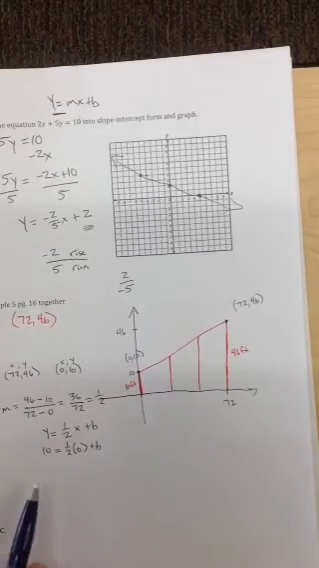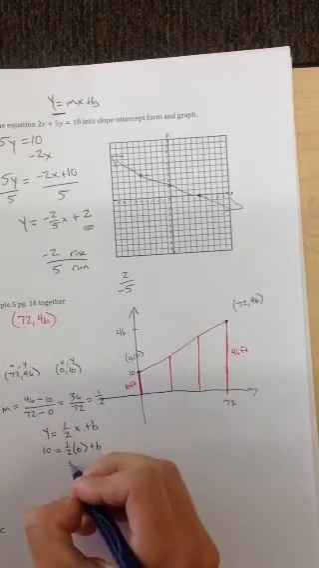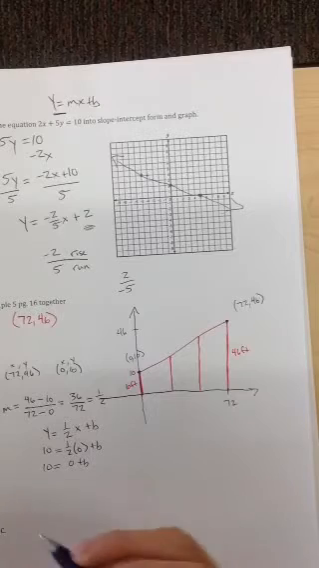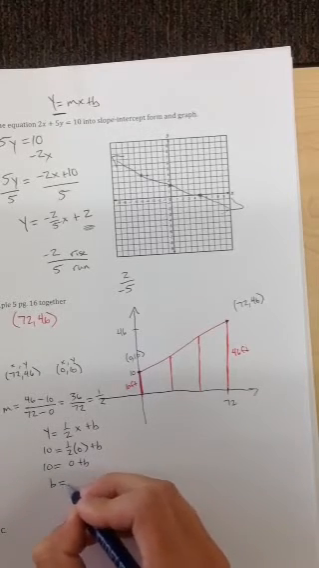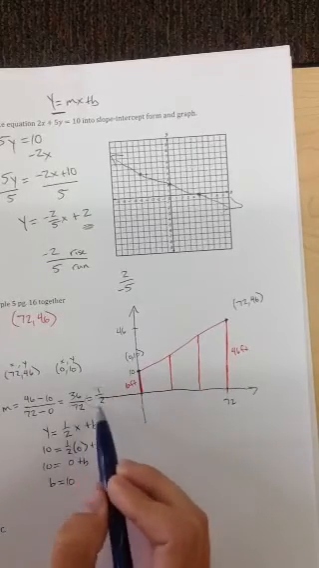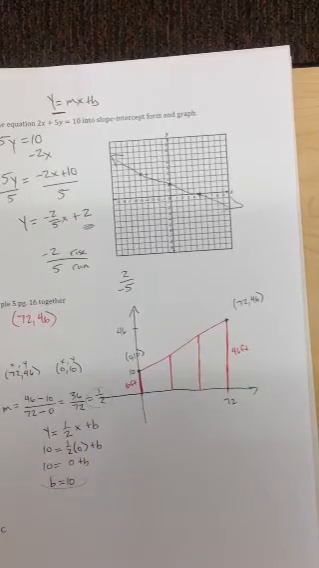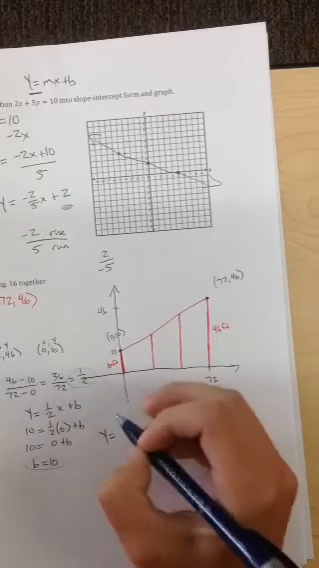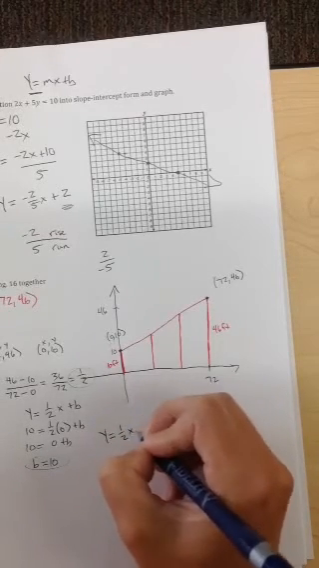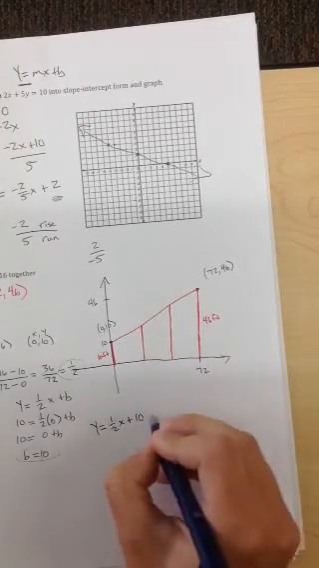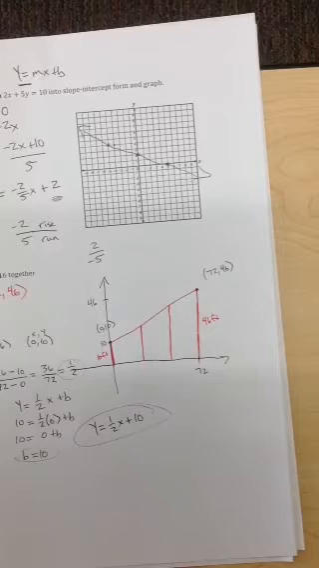This one's nice because if I take a half times 0, that's just 0, plus b is equal to 10, and 0 plus anything is just itself. So our b would be equal to 10. So that information, the m being 1/2, the b being 10, would give us our equation: y equals our slope, 1/2 x, plus our y-intercept b, which is 10. That would be our equation.